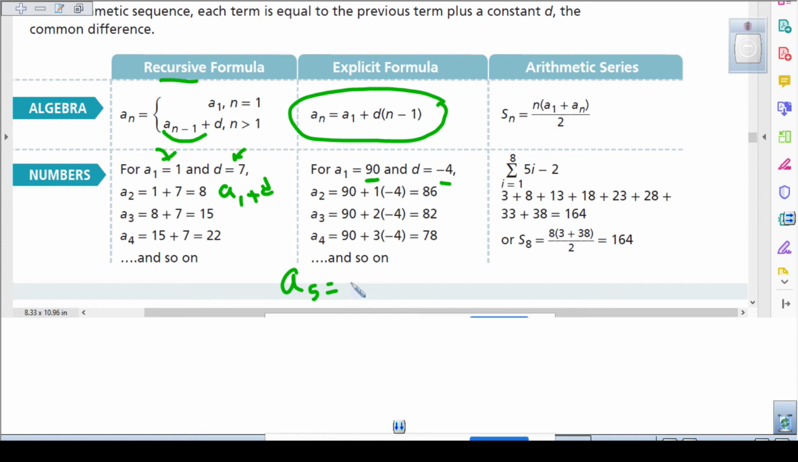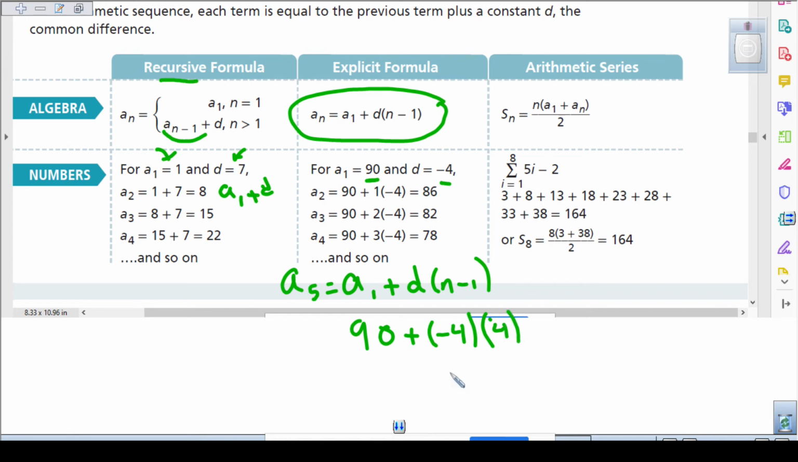90. Okay, remember, we're going to do a sub 1 plus the difference times n minus 1. So if I say a sub 5, that's going to be a sub 1, which is what's given to me here, 90, plus what's the difference? Are we given the difference? That's negative 4. I need somebody else to respond, not just one student. Negative 4, that's the difference. And what is the n? 5, that's what you're doing here. 5 minus 1 is 4.